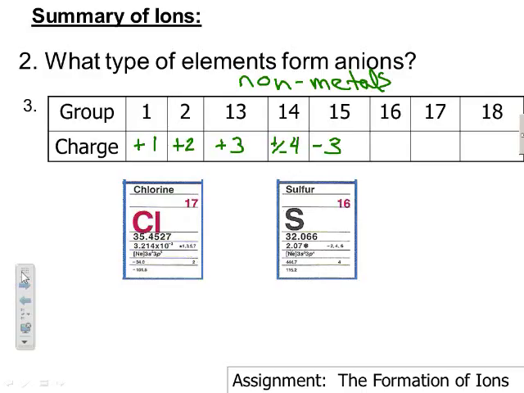16, well, look at the trend here, folks. +1, +2, +3, ±4, -3. 16, what's it going to be? -2. 17, -1. 18, 0, doesn't form ions. Okay?